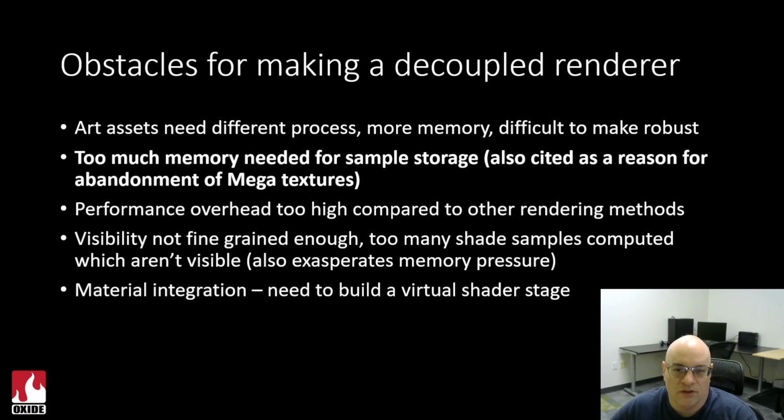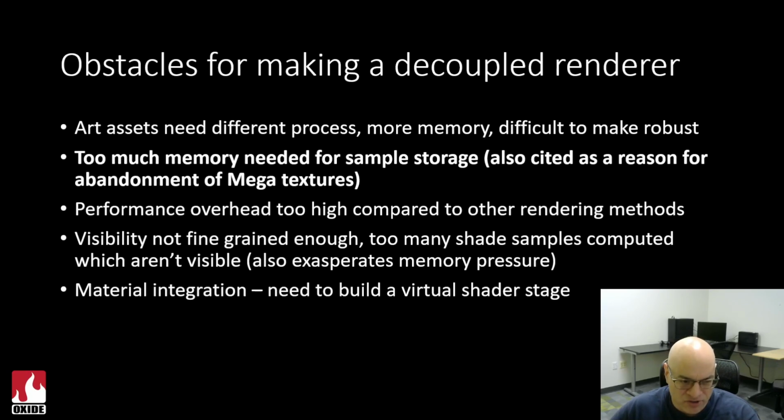So there's a lot of work you have to do to try and just use existing pipelines. I put in bold the biggest one, which is just that there's too much memory needed. This was cited for a reason in megatextures: too many samples. Related to that, the performance overhead might be too high because you might be shading too many things, which is related to memory, which is also related to the fact that the visibility just wasn't fine-grained enough. So this is just exacerbating. We're shading too much stuff. We weren't able to determine which shade samples were visible and which weren't, and that basically meant that we couldn't deal with it. We didn't have very good performance characteristics.